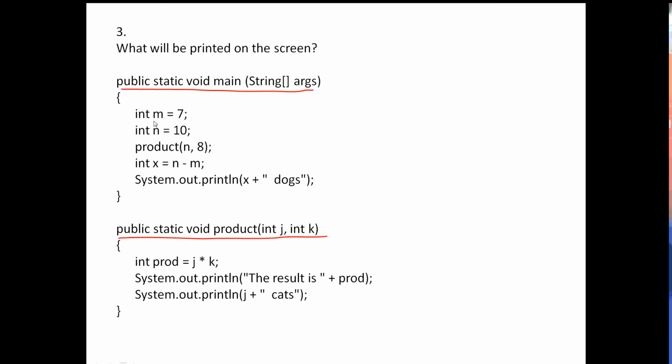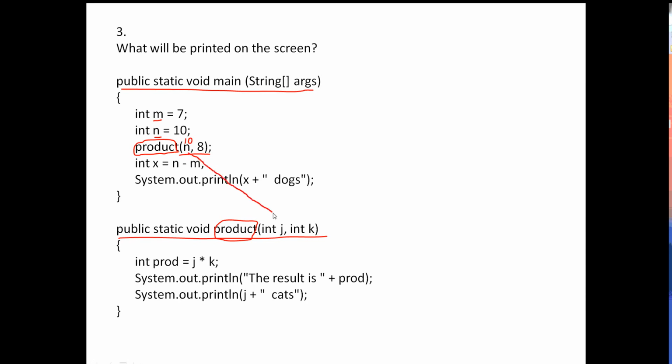So here's your variable m that's assigned to be 7 and n is assigned to be 10. The next line down is a method call because why? It's got the name of one of the methods and it's got parentheses. That's a method call. It's going to send the value of n, which is 10, and it's going to send an 8. So these are going to be sent.